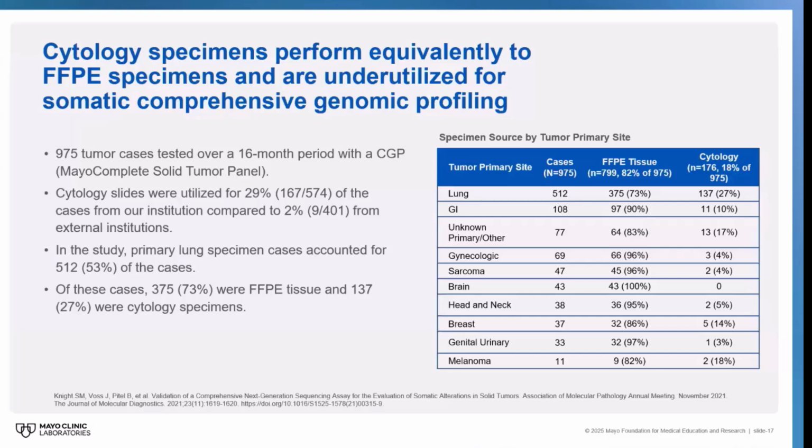But you can see, as I just mentioned, for 29% of the in-house cases we actually use the cytology slides, meaning initially we would probably only succeed about 70% of the time using the FFPE tissue. But we can rescue another 30% of the patients by utilizing the cytology slides, because they just look much better than the FFPE. Next slide.